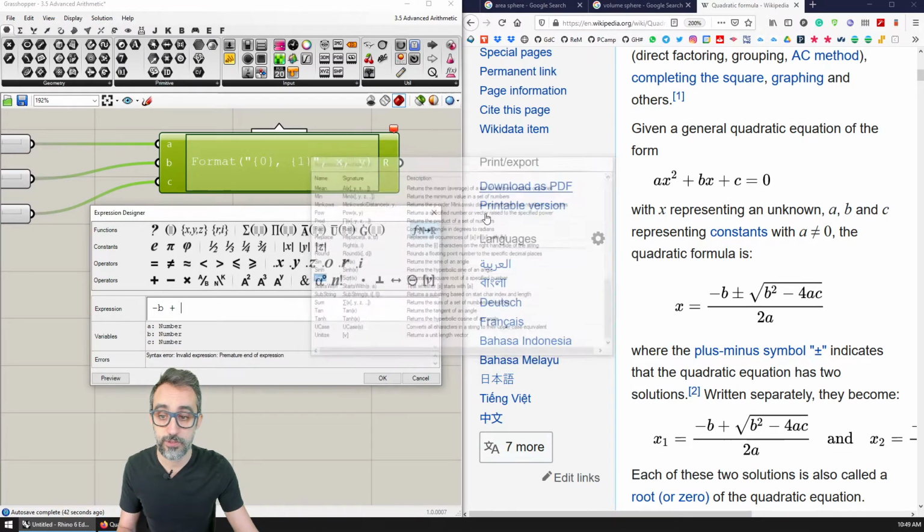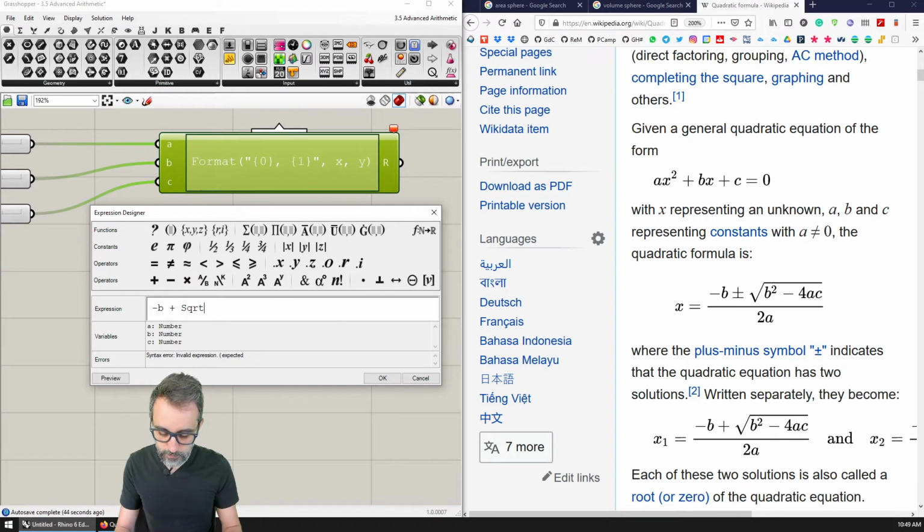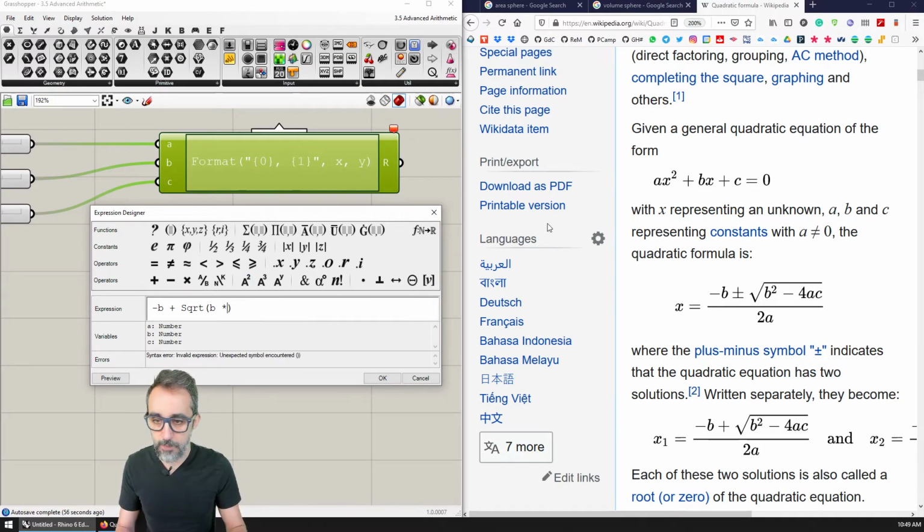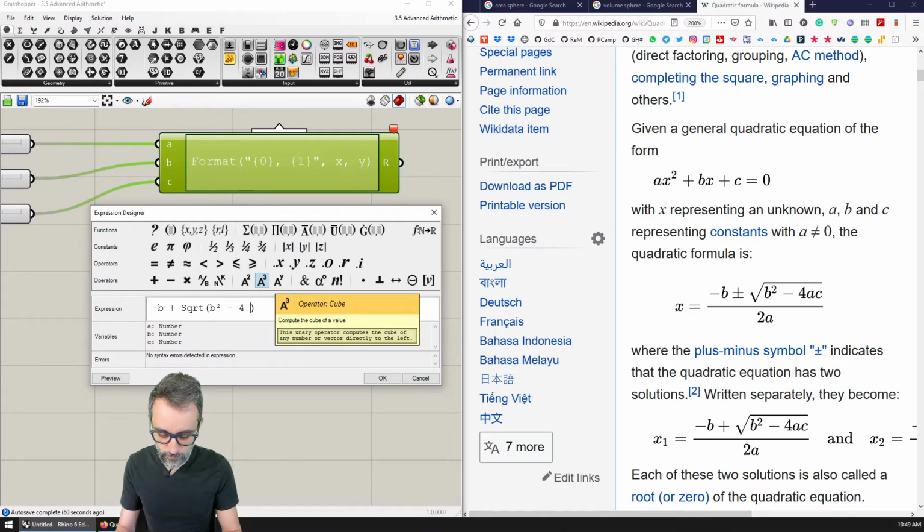So I'm going to use sqrt, and I'm going to open and close parentheses. And inside, I'm going to specify b squared. So this can be b squared, or it can be b times b. It doesn't matter, whatever you want to do. I'm just going to do b squared because it looks a bit more elegant, minus 4 times a times c.